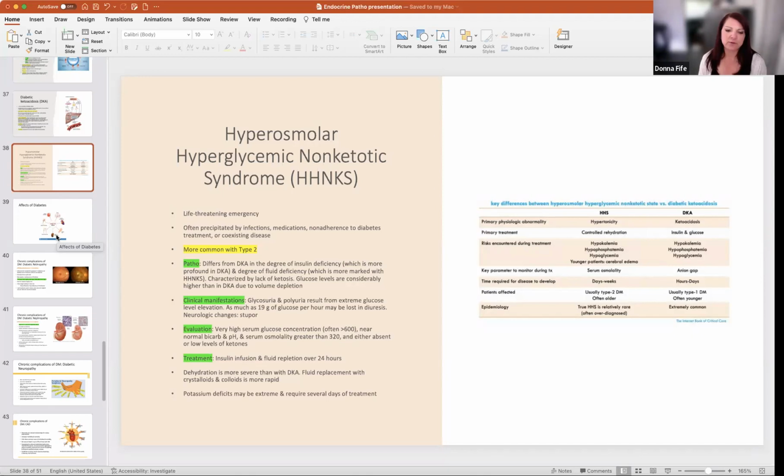Treatment is insulin infusion and fluid repletion over 24 hours. Dehydration is more severe than with DKA, and fluid replacement with crystalloids or colloids is more rapid. Potassium deficits may be extreme and require several days of treatment. And here's a chart with the key differences between these two disorders, HHNKS and DKA.